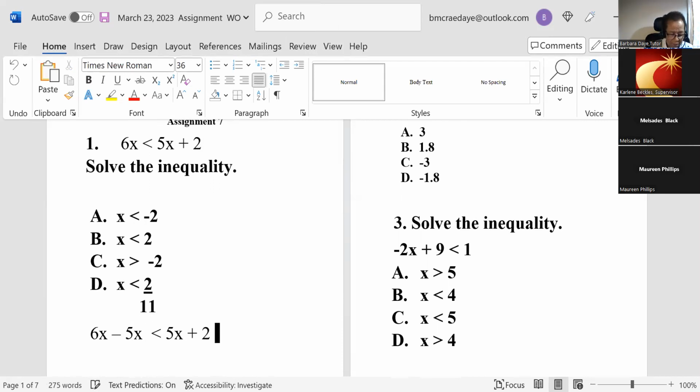And on the left side, Maureen, what do you get? I get 1x. Very good. 1x. And what do you get on the right side? A 0. And what else? Plus 2. Yes, 0 plus 2.